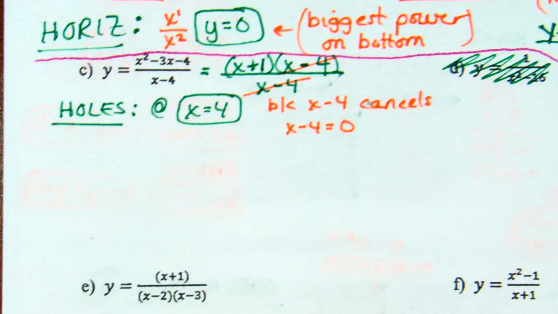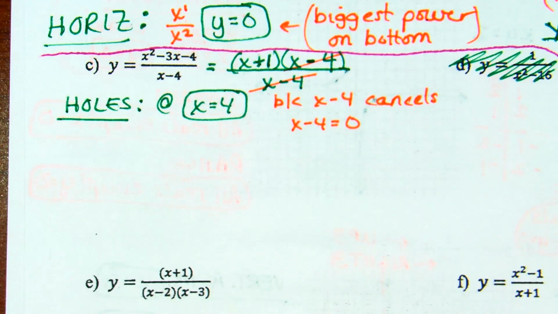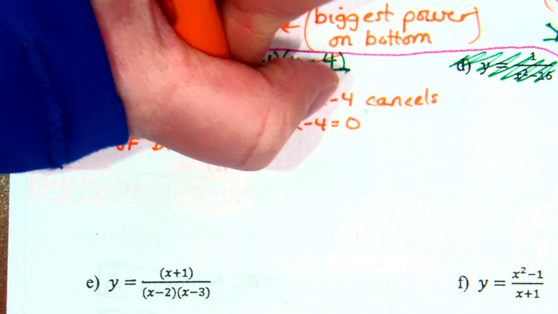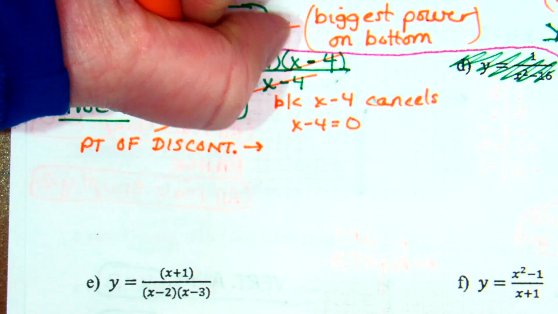I'll be writing it in too. What type of discontinuity is this? A hole is what type of discontinuity? Removable. So this x equals 4 is a point of discontinuity. It's a break in the graph. And because it's a hole, it is removable. Again, just trying to help you prepare here and think about this stuff.